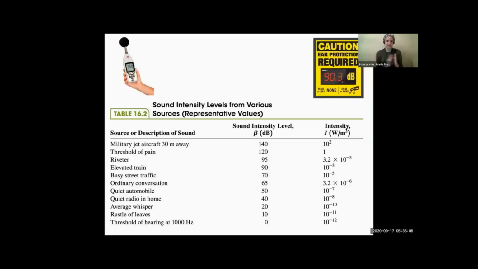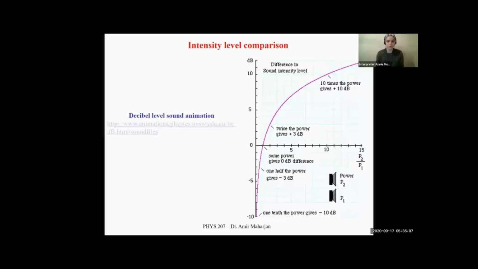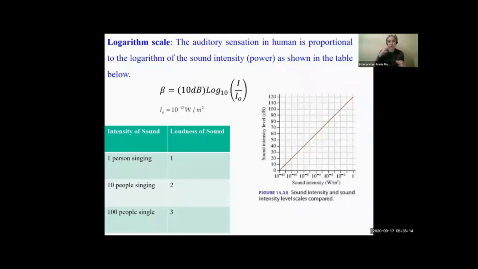Okay. And here, what are decibels? Decibel is the unit of loudness. The unit of this whole thing is decibel.